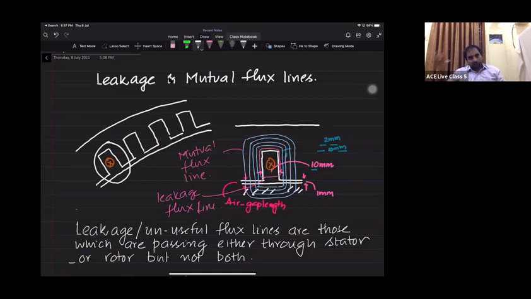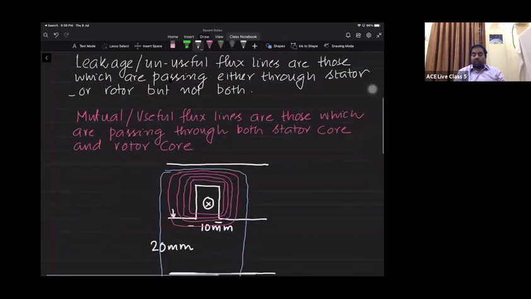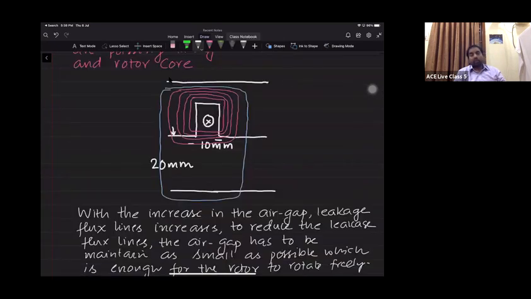The flux lines which are linking with both the cores, passing through both the cores, we name as mutual. The flux lines which are linking with only either the stator or the rotor, but not both, we call leakage flux lines, right? It doesn't mean that the mutual flux lines always link with the rotor out of love and affection. No. As you can see, compared to the slot width, the air gap length is very small. As a result, they link with both the cores. But unfortunately, if I increase the air gap, then you can see the leakages have increased compared to the mutual flux lines.